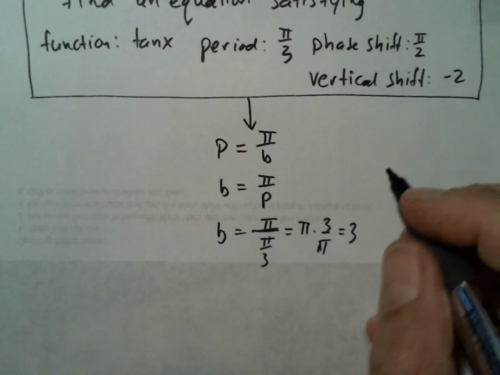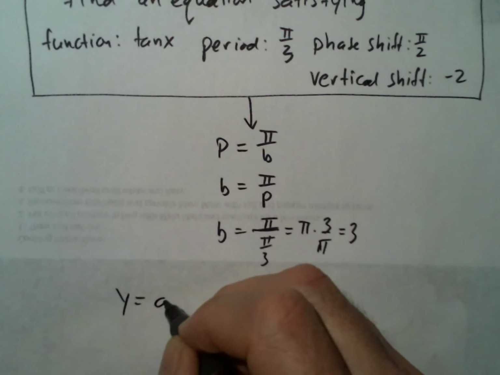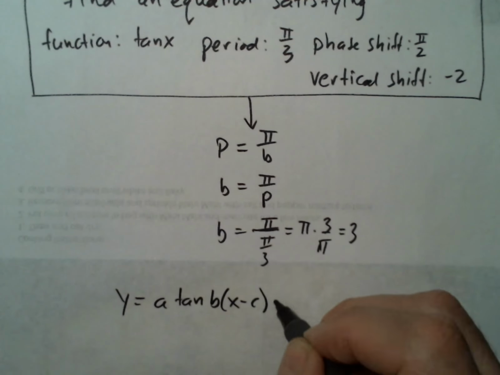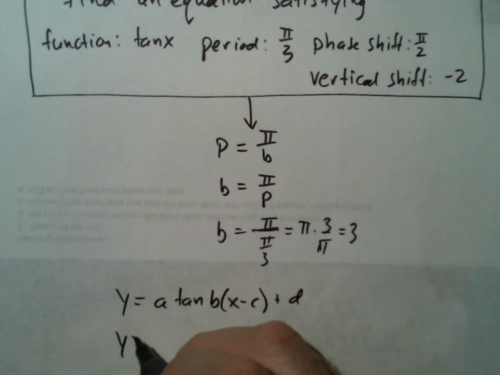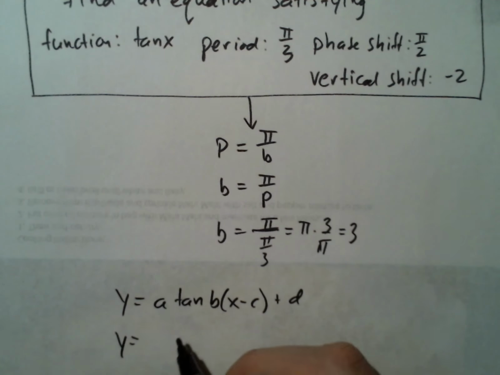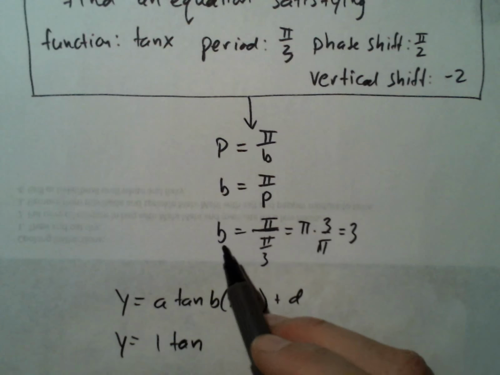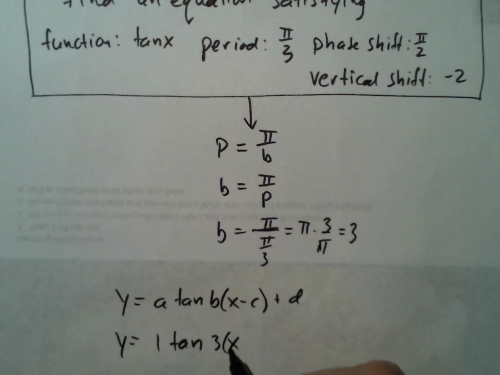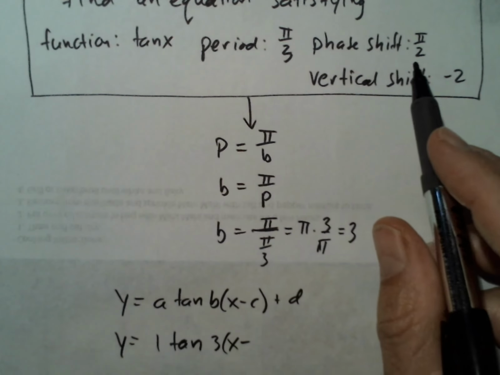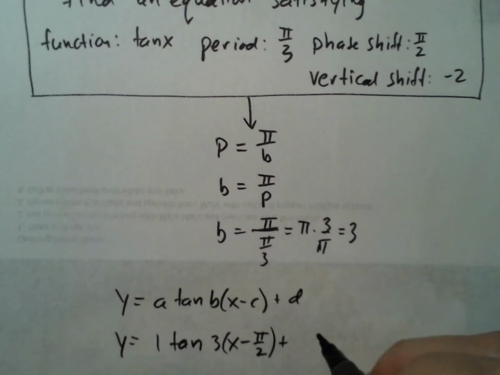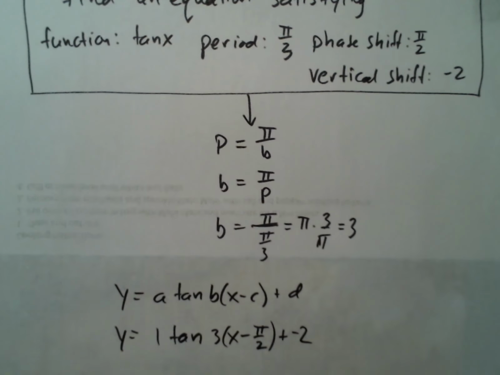And then we have y equals a tangent b x minus c plus d. A is 1, and b is 3. C is pi over 2, so we'll go minus pi over 2, and the vertical shift is negative 2. So that's all we have to do.